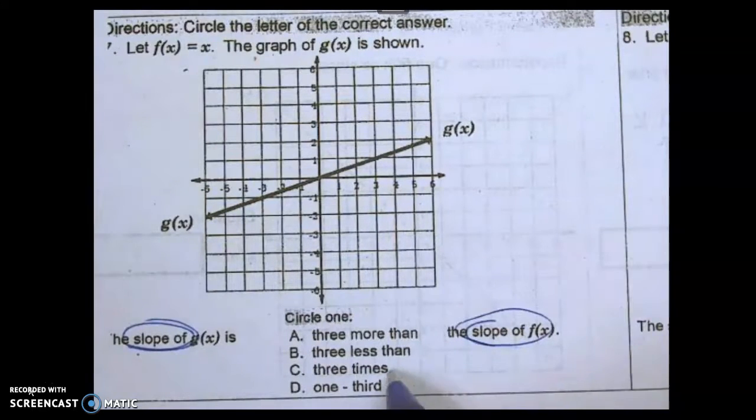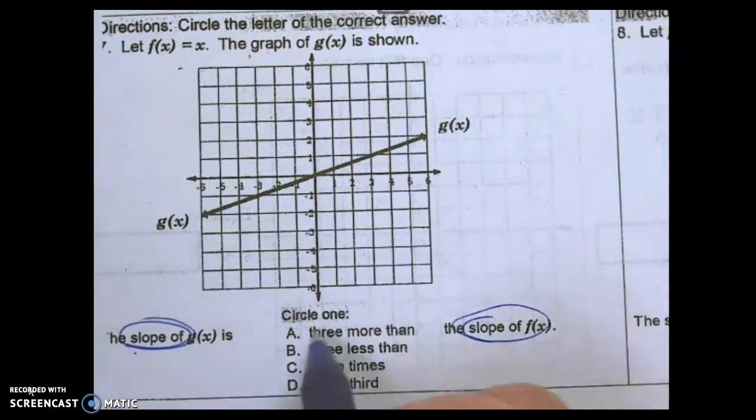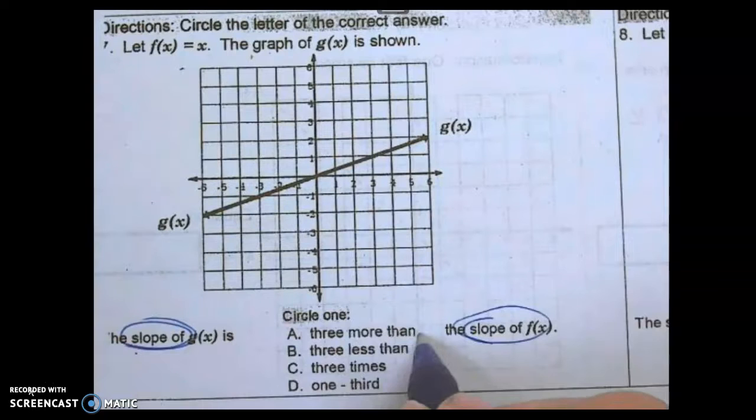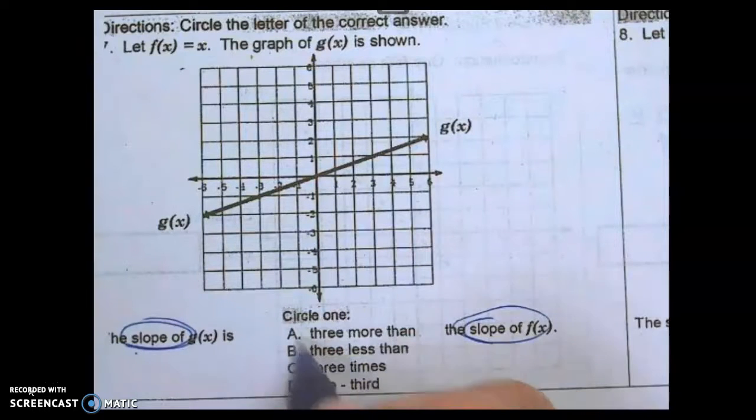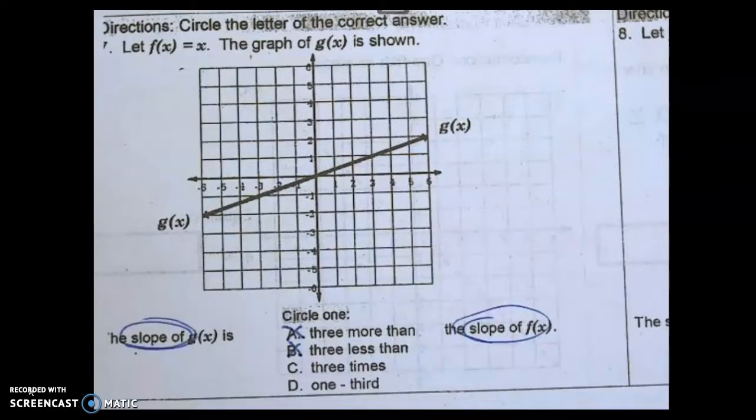Now they're not using the word steep in here, but you are supposed to know that they mean steepness. And we do already know that 3 more than means the y-intercept. 3 less than means the y-intercept. So A and B are not remotely the correct answers.